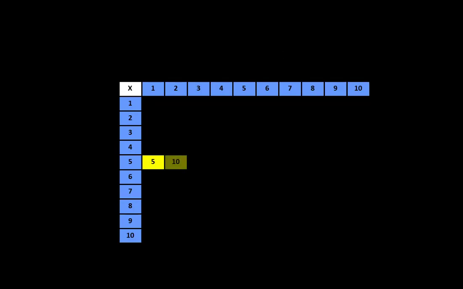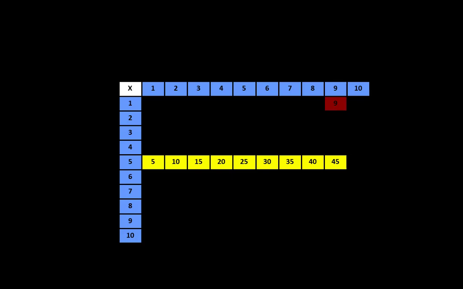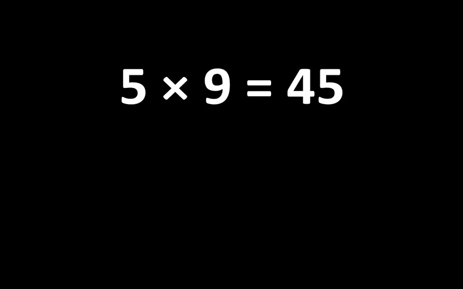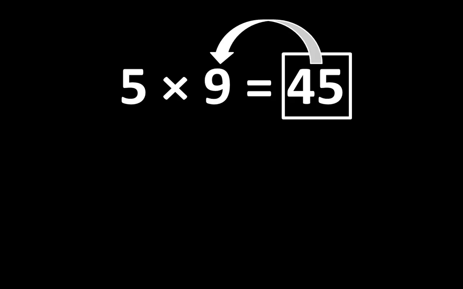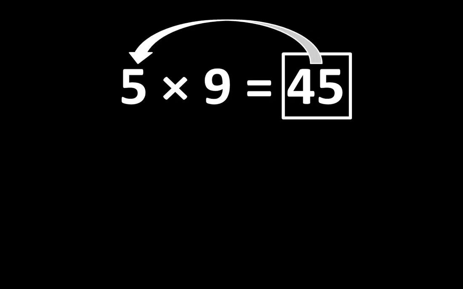45 is also the 9th multiple of 5, and 45 is also the 5th multiple of 9, which means that 1/9 of 45 is equal to 5, and 1/5 of 45 is equal to 9. This also means that 45 is 9 times greater than 5, and 45 is 5 times greater than 9. There are many, many ideas in front of us.